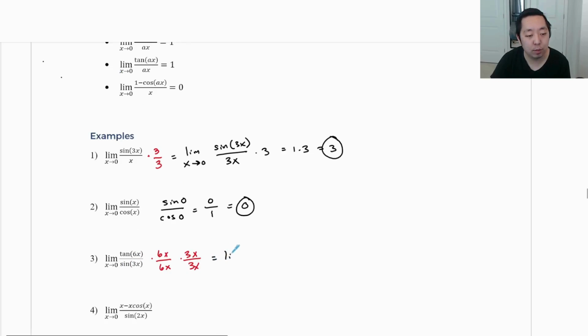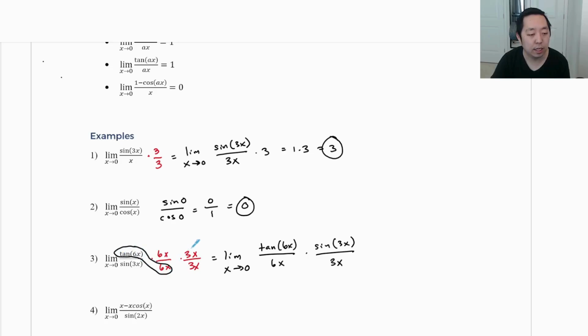And if you just do a little bit of manipulation and rearrange it, you get tangent of 6x over 6x, then sine of 3x over 3x, and then I lumped these together, and I lumped this and this together, and I'm still left with a 6x over a 3x. And I recognize that because it's 6x over 6x, this is going to go to 1. Sine of 3x over 3x, that's going to go to 1. The x's cancel. 6 over 3 is just 2.